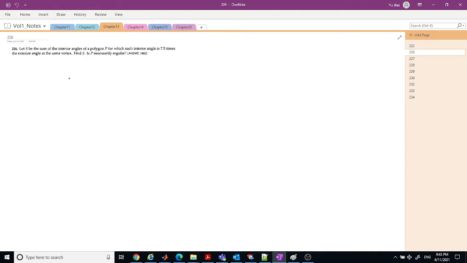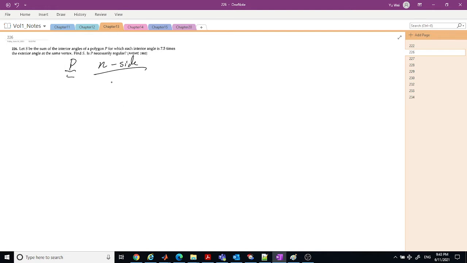So question number 226. We have S as the sum of the interior angles of a polygon P. Let's say polygon P has n sides, an n-gon. Then each interior angle is 7.5 times the exterior angle, right?